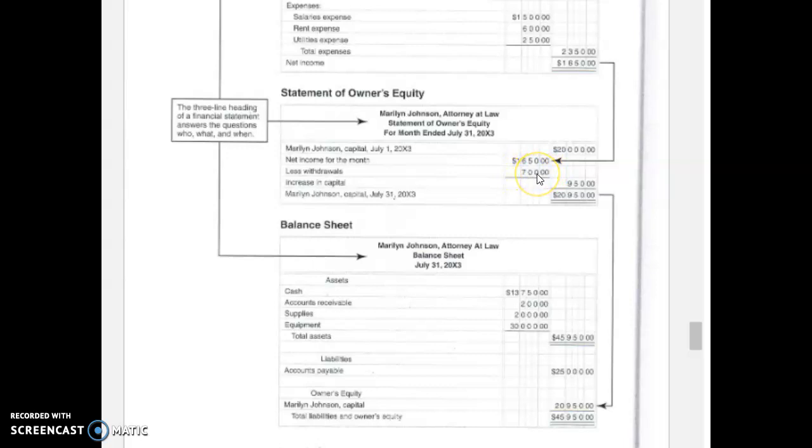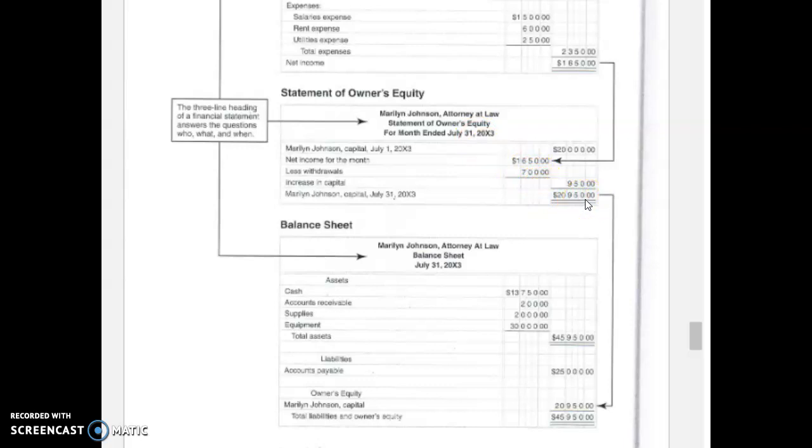So you will subtract the withdrawals from the net income, and then you have a net increase in capital here because the business made more money than the owner took out. So you have a net increase in capital, and that will add to the beginning capital balance. So these two numbers add together, and then you have an ending capital balance for the last day of the period that you're talking about. And for this, it's a month ending July 31st. So that's your ending capital.